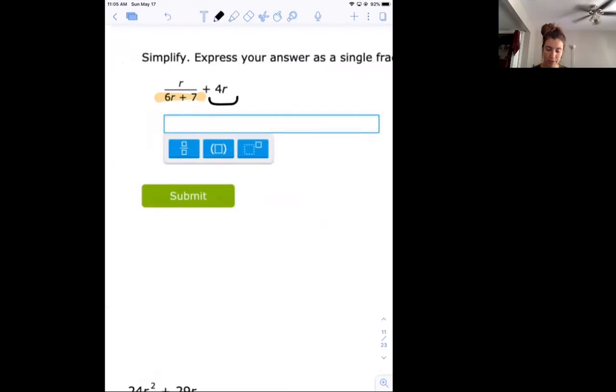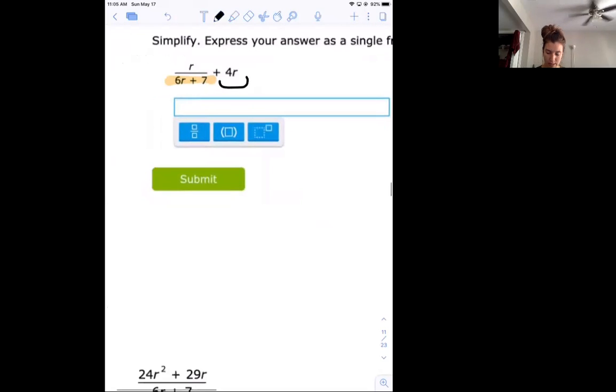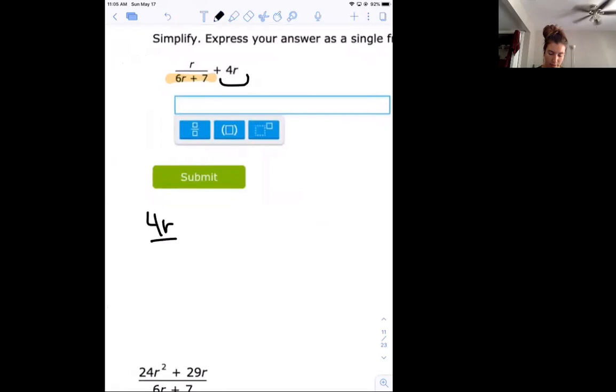Well, 4r is my only other term. So first I'm going to make it a fraction, just divided by 1, same thing. And I'm going to multiply it by 6r plus 7 over 6r plus 7.